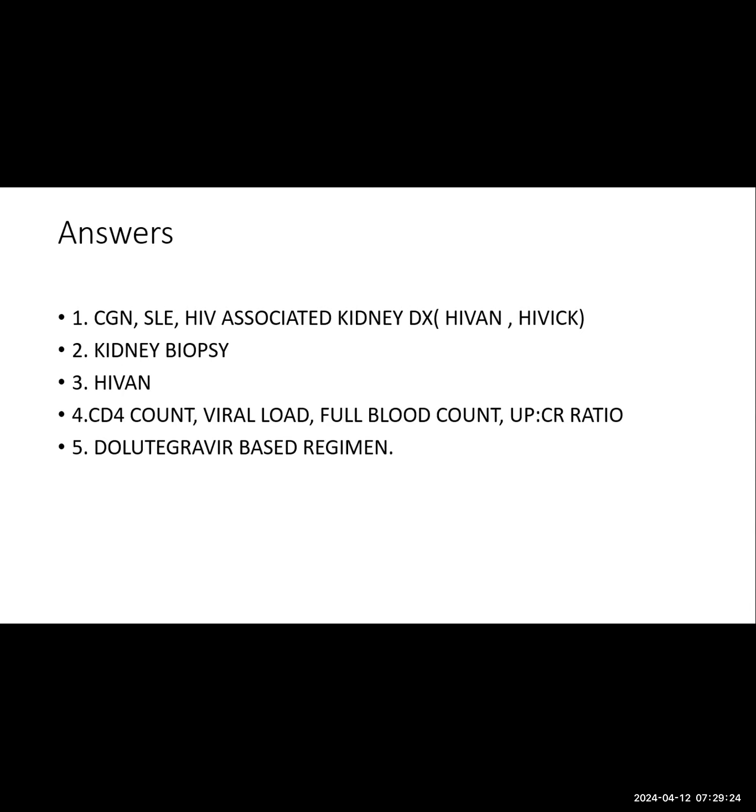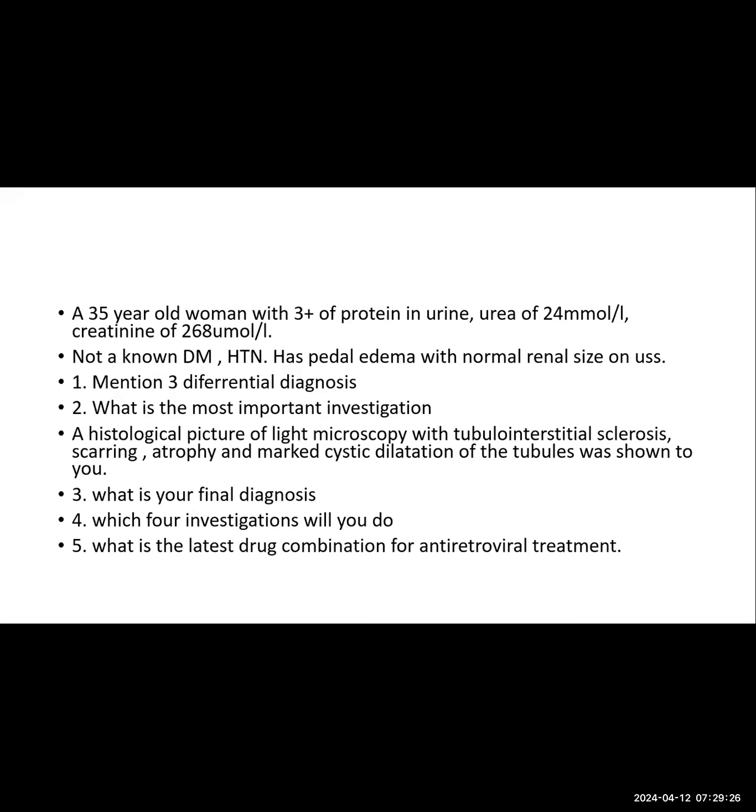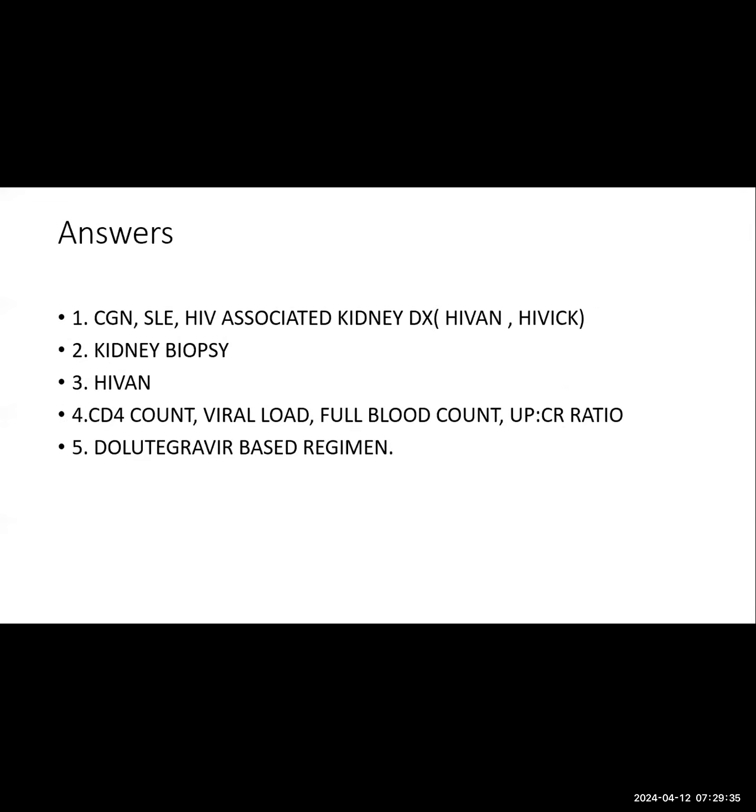The next question goes, what is the latest drug combination for antiretroviral treatment? The latest drug combination is usually the dolutegravir-based regimen, which will contain dolutegravir, tenofovir, and lamivudine. Dolutegravir is an integrase strand inhibitor, tenofovir is a nucleotide reverse transcriptase inhibitor, and lamivudine is a nucleoside reverse transcriptase inhibitor.